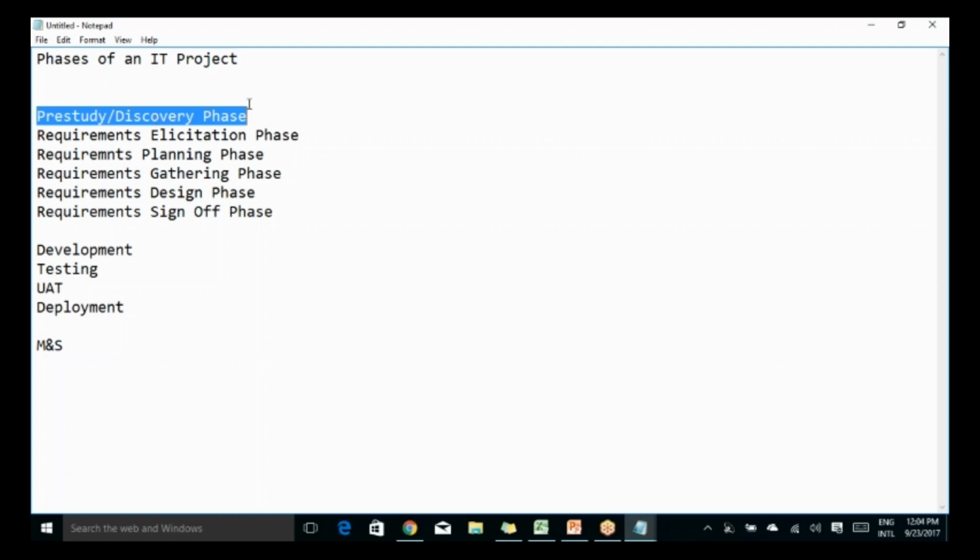Once you have framed the questions, the next phase in business analysis is your requirements elicitation phase, wherein you would be asking these questions to business stakeholders and understanding their requirements better. After that, you would plan the requirement. For example, it's a 6 months project.